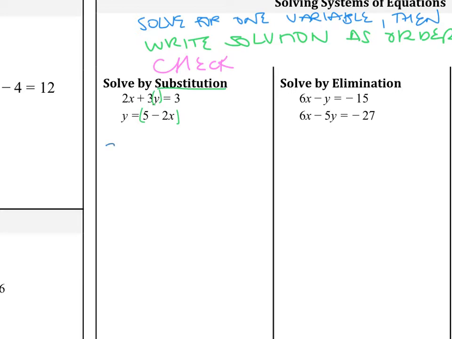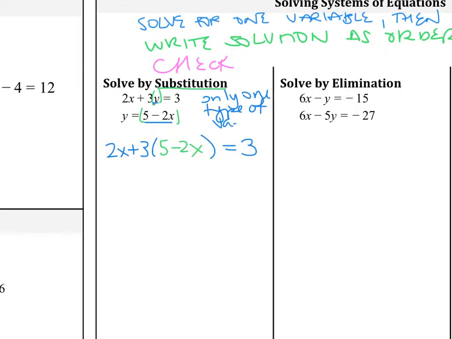So let me go ahead and substitute. 2x plus 3 times that y of 5 minus 2x equals 3. I just took the 5 minus 2x and put it in there. When you substitute, you should only have one type of variable when you're done. If you substitute and happen to have an x and a y again, then something happened with your substitution. You probably substituted the wrong variable.